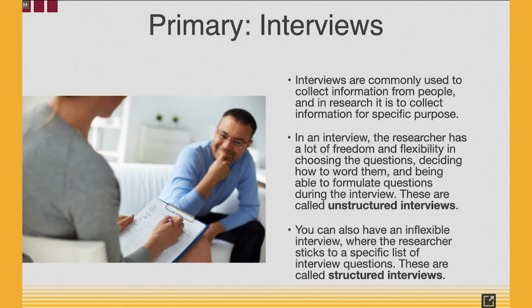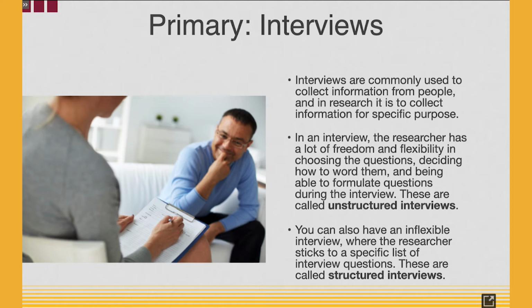The next primary source that we're going to talk about are interviews. Interviews are commonly used in research to collect information from people. And in research, it's also used to collect information for a specific purpose, a research purpose. So there's a couple of different types of interviews.